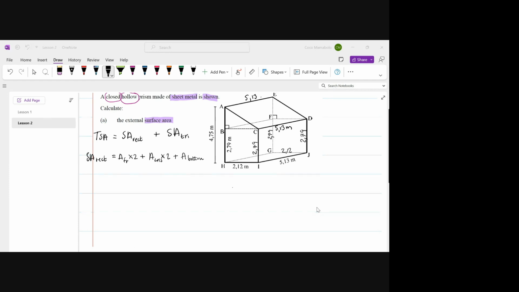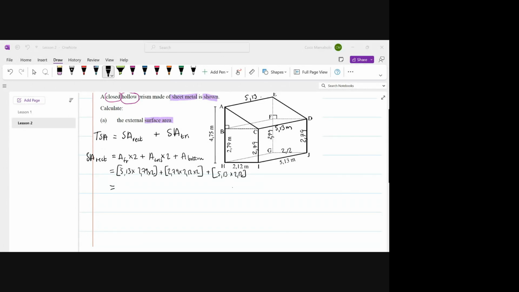All right, are we ready? Can we look at the answer? Okay, let's do it. Surface area of the rectangular prism. The area of the front is going to be, I'm going to open big brackets, 5.13 times 2.79 times 2, plus the area of the left-hand side is going to be 2.79 times 2.12 times 2, plus the area of the bottom just once, and that's going to be 5.13 times 2.12. And we just put all of that together exactly the way that we're looking at it.